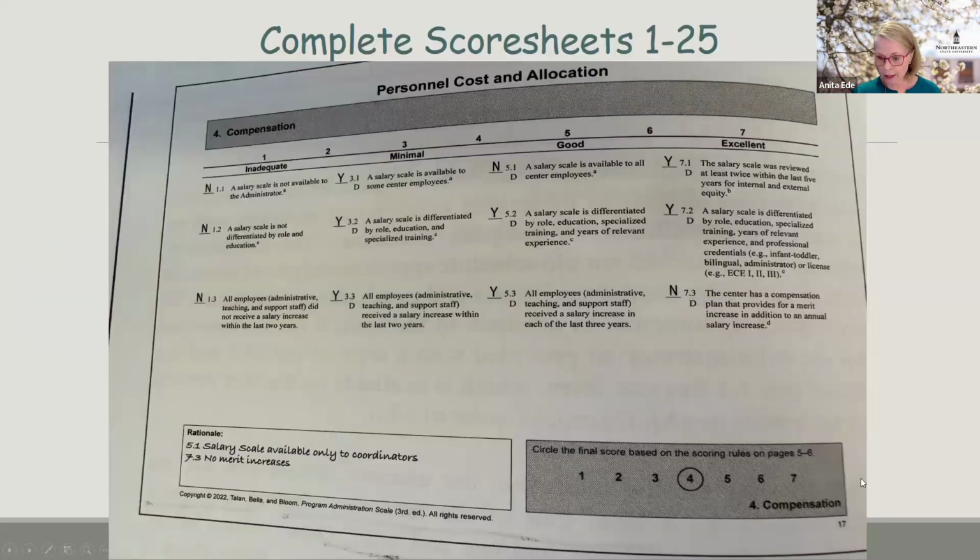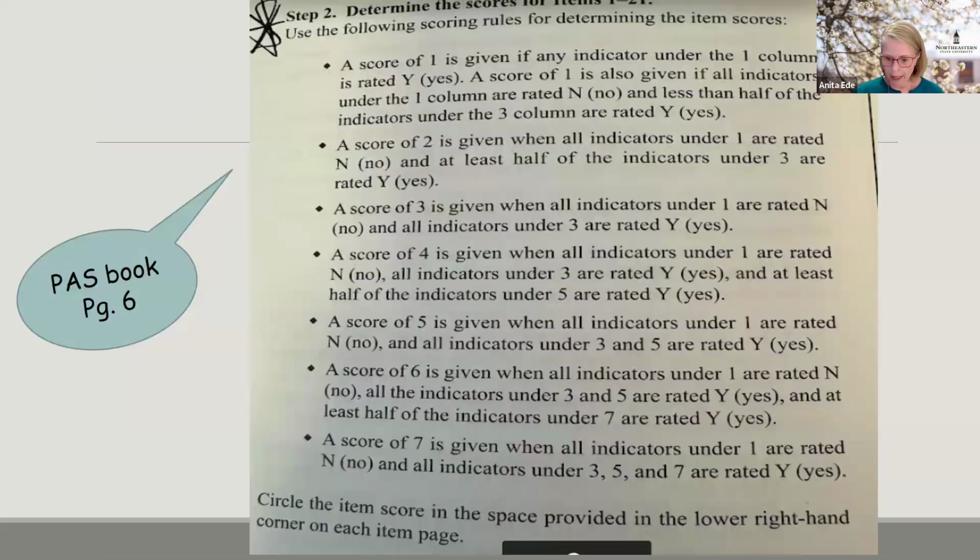And then you'll notice here they have a final score for this page. You notice the final score for this page is a 4. And the way you get the final score is on page 6 of your PAS book. There is a scoring mechanism, and I'll let you pull that up on your book.